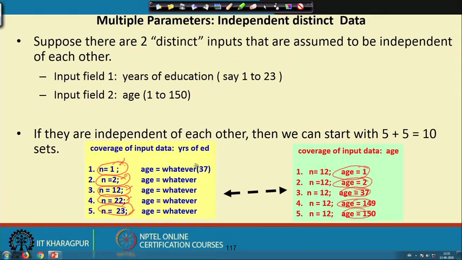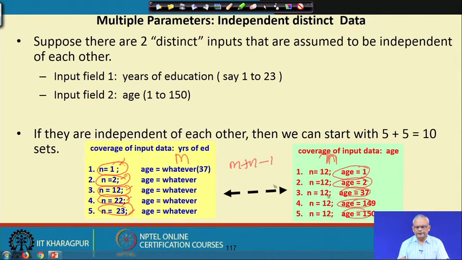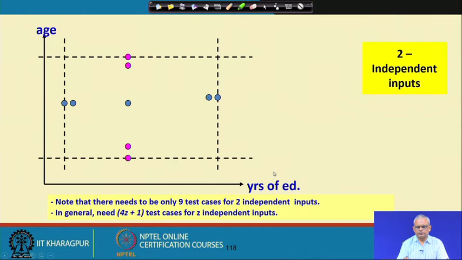If there are, let us say, m boundary values for the first parameter and n boundary values for the second parameter, we will have m plus n minus 1, because 1 is common here. Therefore, we will have m plus n minus 1. And we represent the same thing here.